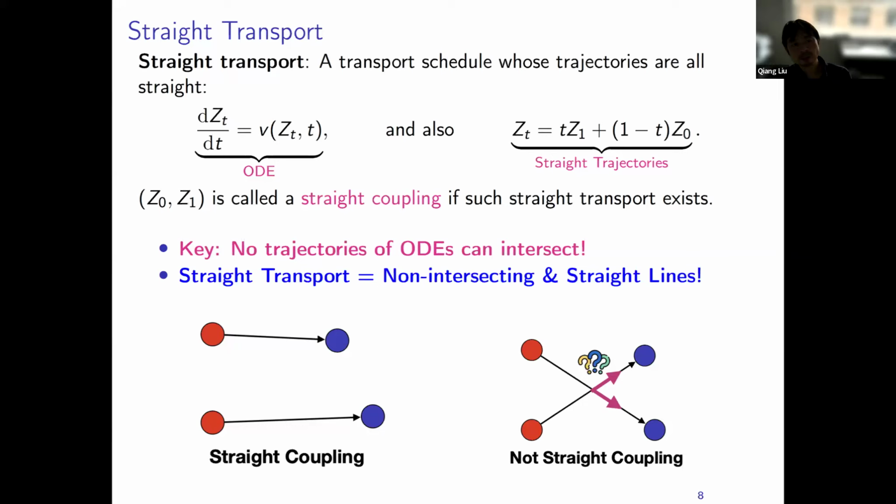So really, we want to find a straight transport. We really want to find a set of trajectories that are simultaneously straight and also non-intersecting. So really it boils down to finding a set of non-intersecting and straight trajectories to connect two distributions, right? That is the intuition.